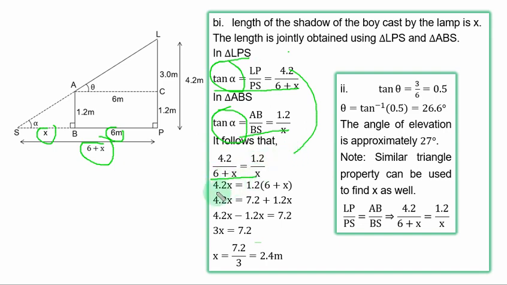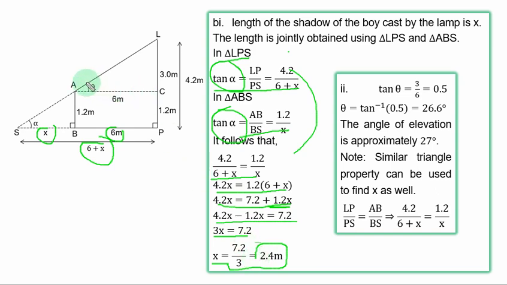You cross multiply and you get this result. If you open the bracket on the right hand side, you get this result. The next thing is to transfer this term to the left hand side. If you subtract, you have 3s equal to 7.2. Divide through by 3, s is equal to 7.2 divided by 3, and that is 2.4 meters.